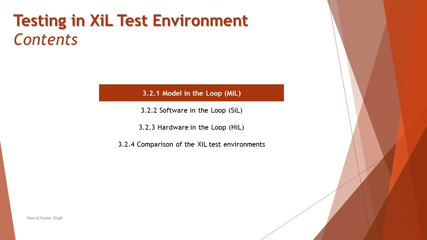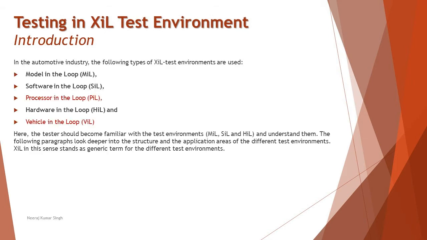Today, we'll be getting started with the MIL environment, which is model in the loop. To start with a basic introduction, we have various frameworks available in the automotive industry, and the following types of XIL environment are used: MIL, SIL, PIL, HIL, and VIL, which are model in the loop, software in the loop, process in the loop, hardware in the loop, and vehicle in the loop. The ones you see in red here, process in the loop and vehicle in the loop, are not in our syllabus, so we will not be discussing them.